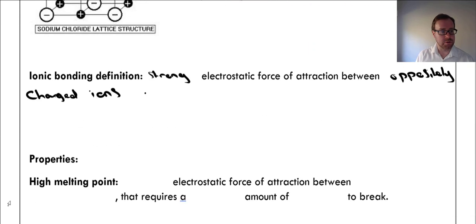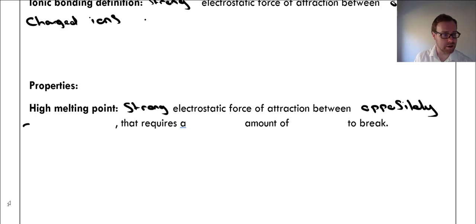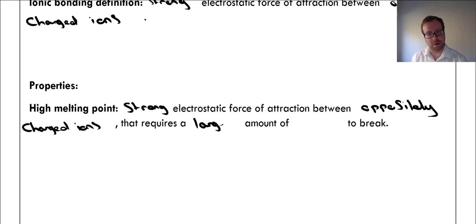Okay, so moving on to the properties, they have a high melting point. But you can probably guess why, because there is a strong electrostatic force of attraction between oppositely charged ions. Again, I'm just using my definition, sticking the word strong in front of it. Well, actually, I've done that in the definition up here. That requires a large amount of energy to break.